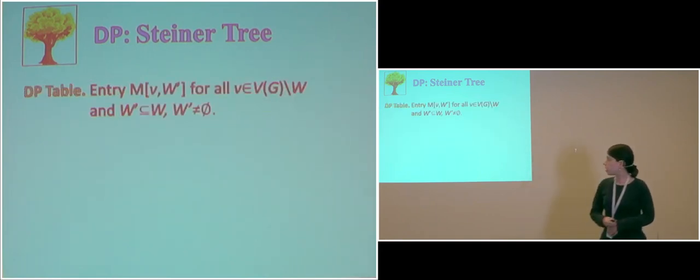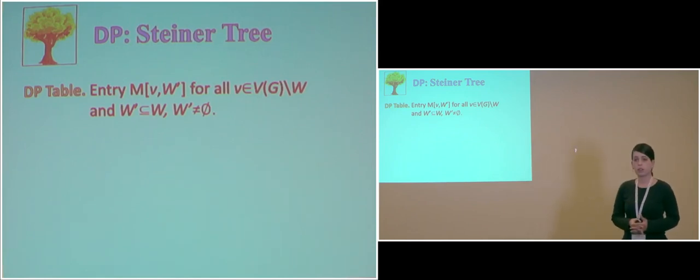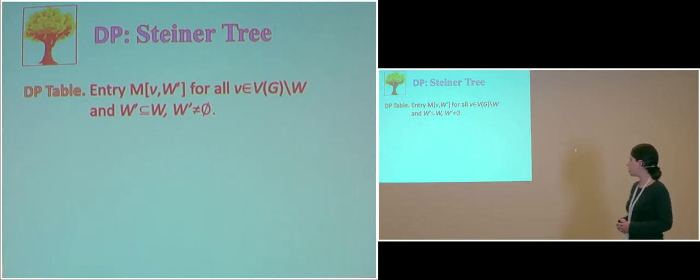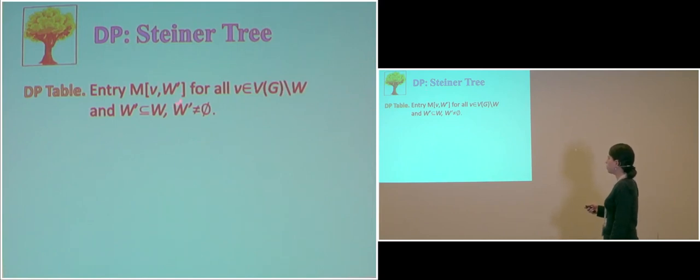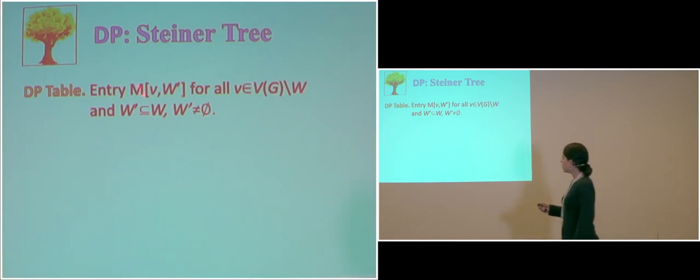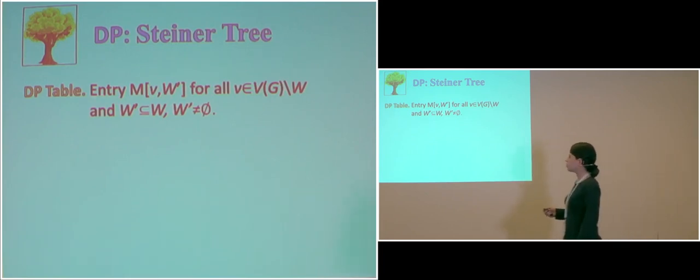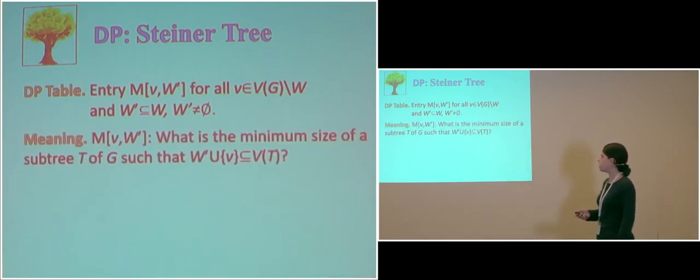So now let's see our DP table. It might not be clear at first glance when we just look at the recursion, but it will be clear from the proof what is the intuition behind this recursion. So what is the DP table? It is of the following form. We have here M of V and W prime for every vertex in our graph that is not a terminal, and for every subset of terminals that is not empty. So we have such an entry for every non-terminal vertex and for every subset of terminals.